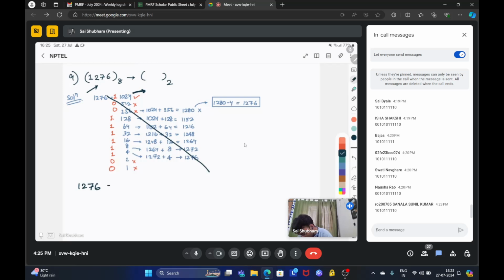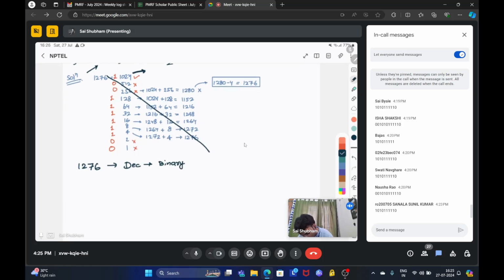So how you would convert is that first you would convert to decimal and from decimal to binary. Okay. Now the problem is that you can take a shortcut like this.